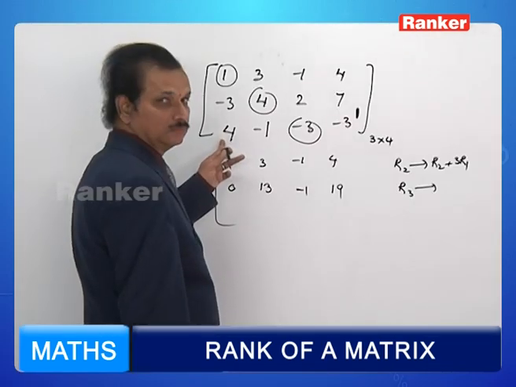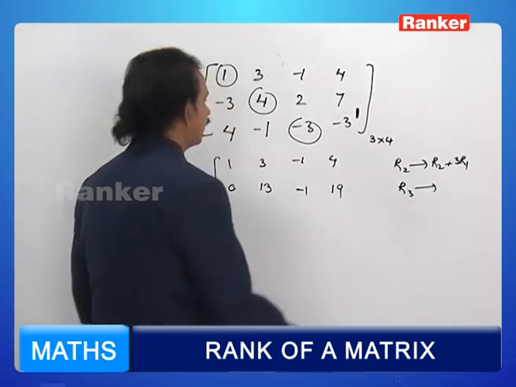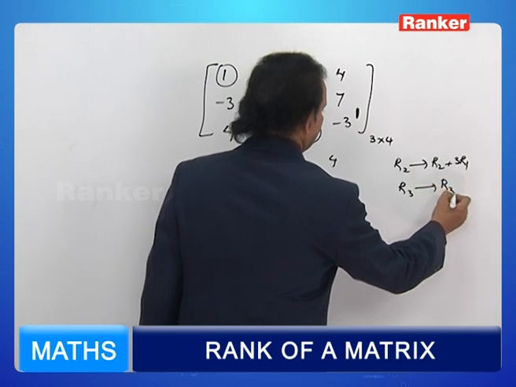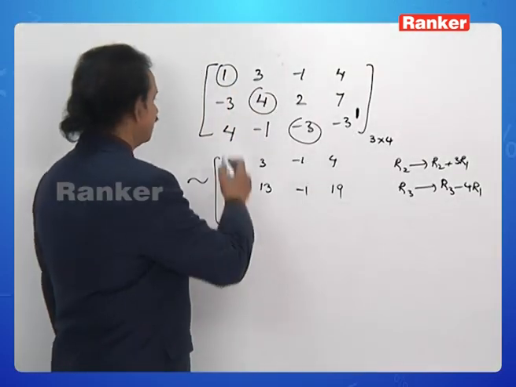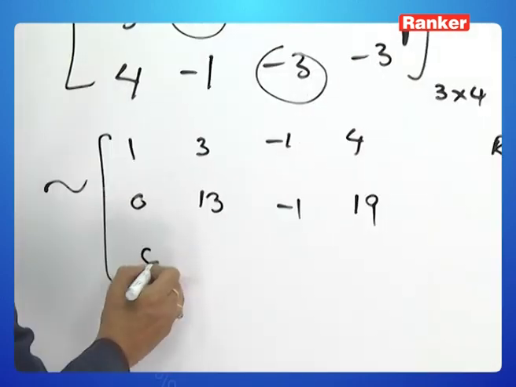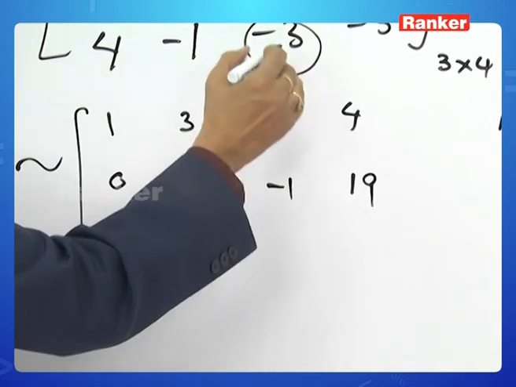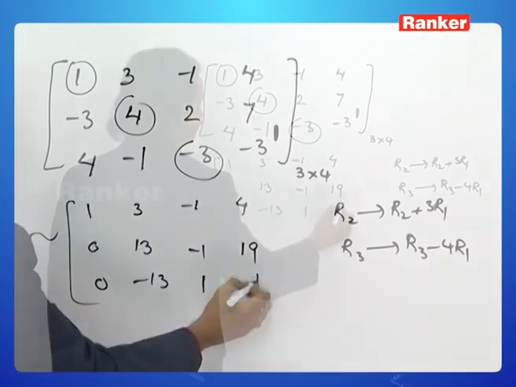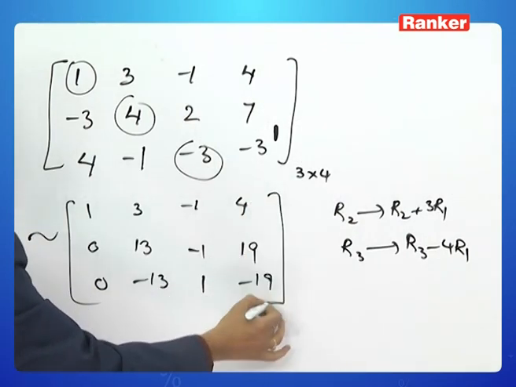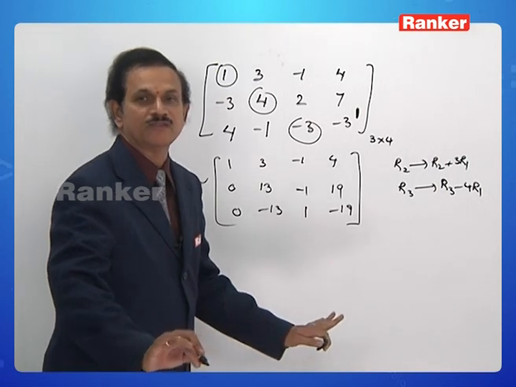Next, third row. This is 4. This is 1. We want to make it 0. What is to be done? R3 minus 4R1. Come on, proceed. 4 minus 4. Minus 1 minus 12. Minus 3 plus 4. Minus 3 minus 16. All the entries below the 1/1 place are made zeros.